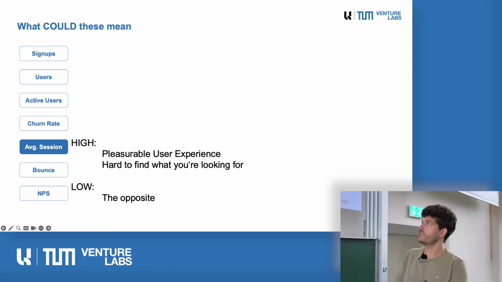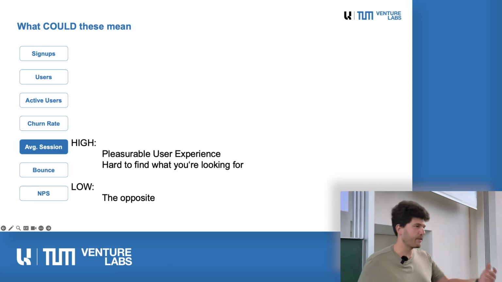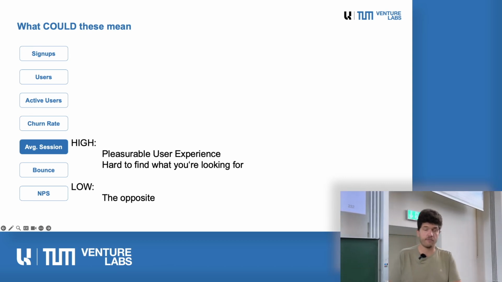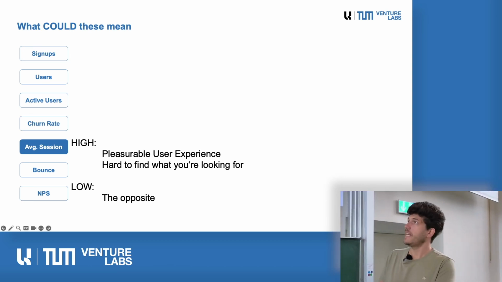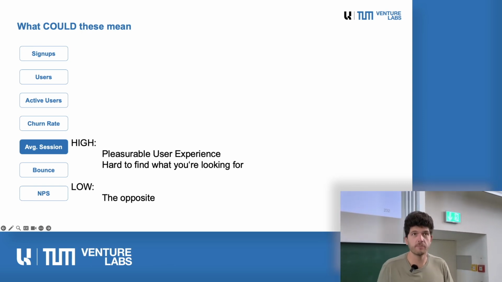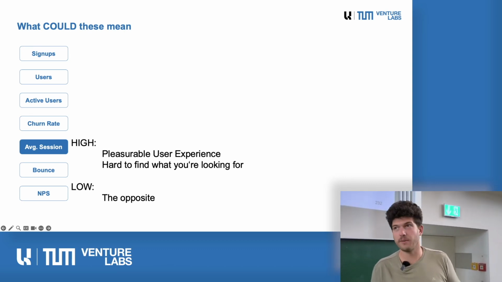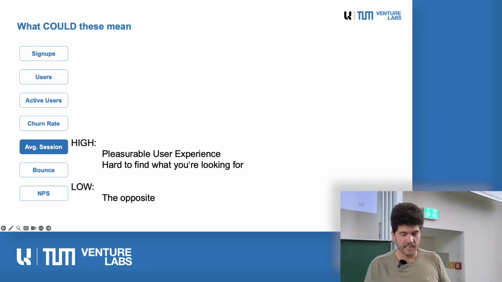Average session duration, also very easy. So people are going on your website and are leaving after 5 minutes. Then you have an average session duration of 5 minutes. If it's high, then you have probably a pleasurable user experience. But it could also mean that people are not finding what they're looking for, because it's just so complicated to go through your website. They really need to do it.